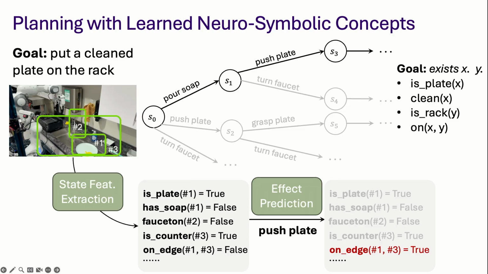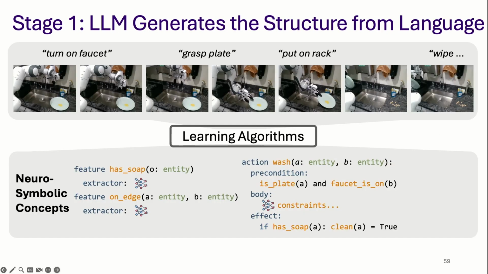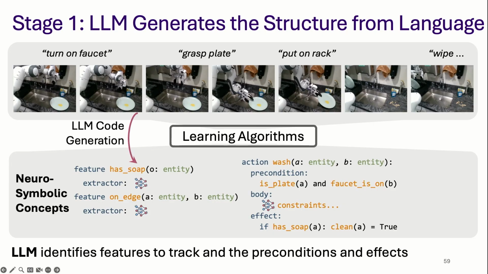So in order to obtain such a model that allows you to do such planning, we have our learning algorithm working in 3 different stages. The first stage is we're using a large language model to generate a structure based on the language annotation we have. So basically, you think about this as a code generation procedure. It takes as input all the language instructions that a human has given to the robot, and then tries to identify important features to keep track of, and also the preconditions and effects of all the actions being performed in the environment.